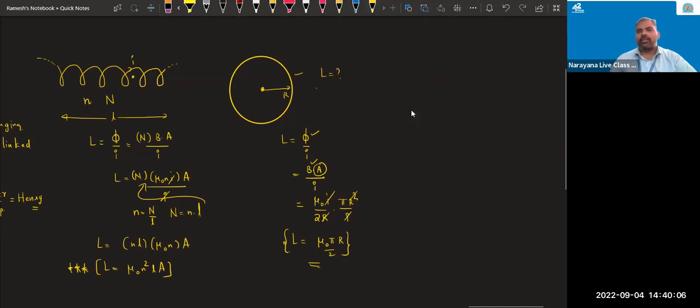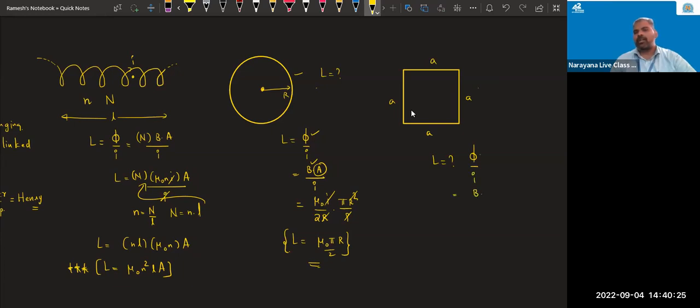One more thing, I will take a square coil of length a meter, a meter, a meter, and a meter. Find its coefficient of self-inductance. What is the formula here also? Total flux by I. But flux is nothing but B into area. Area value, how much? A square by current. Magnetic field due to first segment, second segment, third segment, and fourth segment. So you can write 4 into magnetic field due to each finite segment and into a square by I.